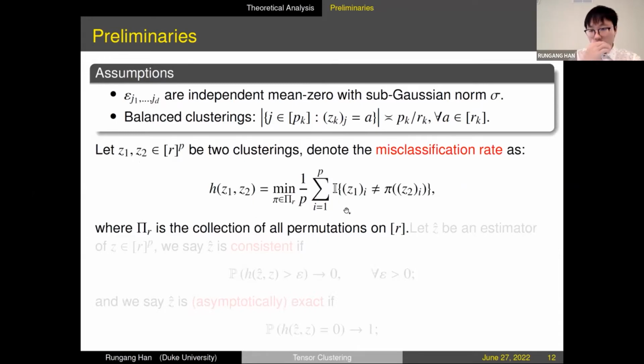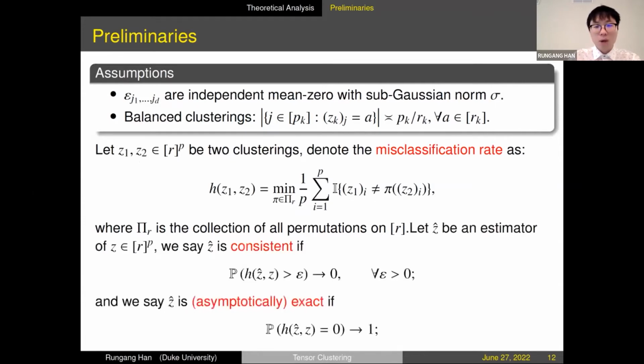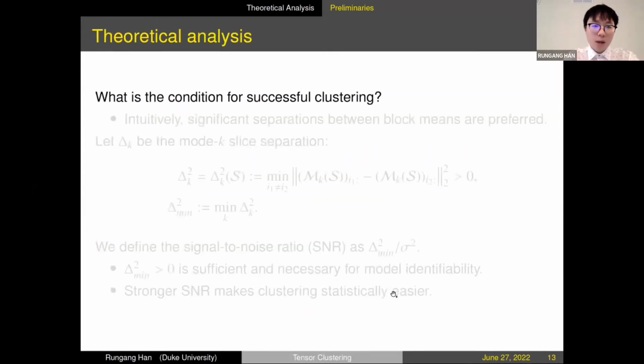In our theory, we will evaluate the clustering performance based on two metrics. One is consistency. We say Z hat is a consistent clustering for Z if the misclassification rate of Z hat with respect to Z converges to 0 in probability. And we say this Z hat is asymptotically exact if, with probability going to 1, the misclassification rate is 0. Then we would like to ask, what is the condition for successful clustering?